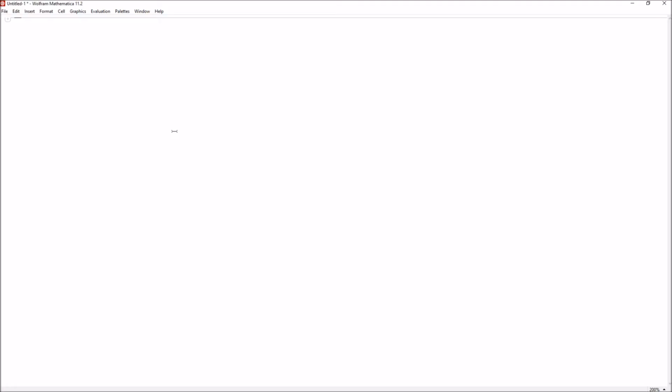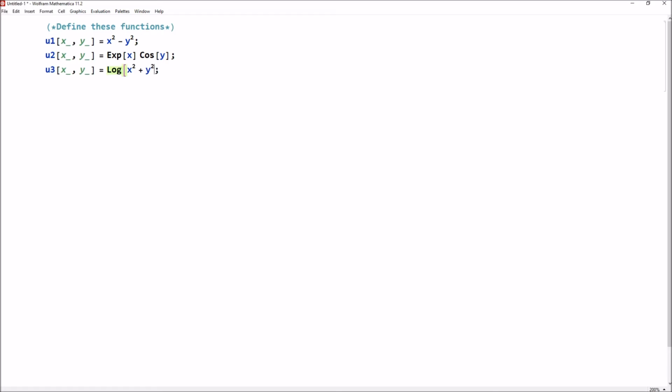All right, so here we are with Mathematica. Let's define the functions that we talked about on the board. We had a u1 of x and y, which was x squared minus y squared. Then we had two other ones, a u2 and a u3. u2 we claimed was e to the x cosine of y, and finally u3 was the natural log of x squared plus y squared.